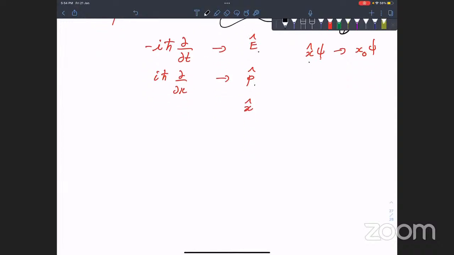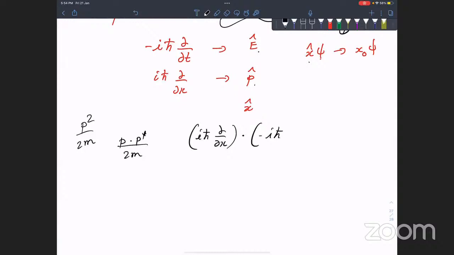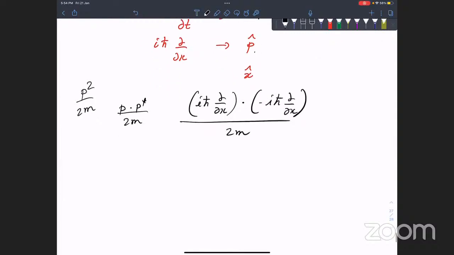Now remember we had p squared by 2m is kinetic energy, right? So I can now go ahead and do the kinetic energy operator. What is the kinetic energy operator? It is nothing but the p operator dotted with p conjugate by 2m. Same as iħ ∂/∂x dotted with minus iħ ∂/∂x by 2m. So i and i gives me minus, minus and minus 1 cancels.